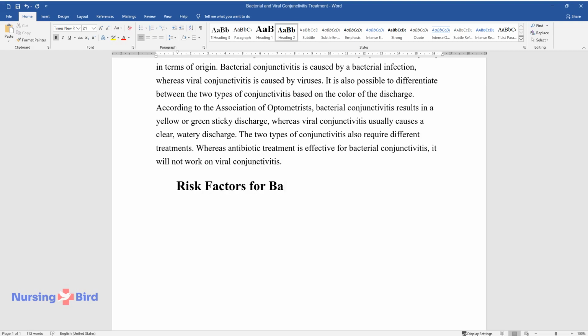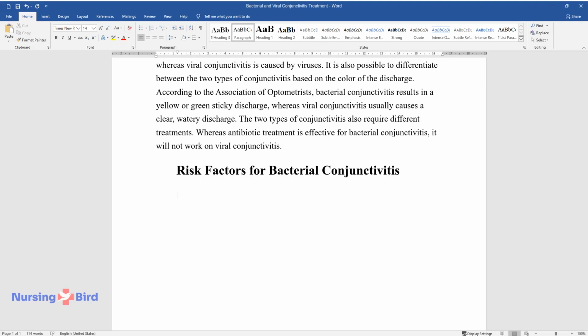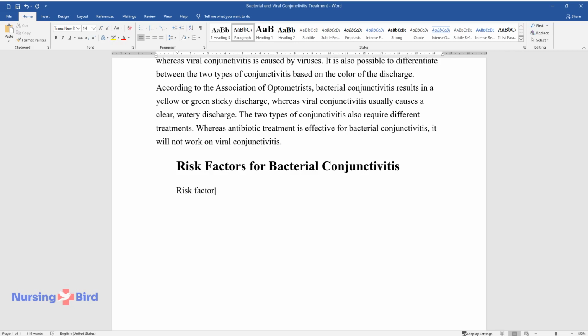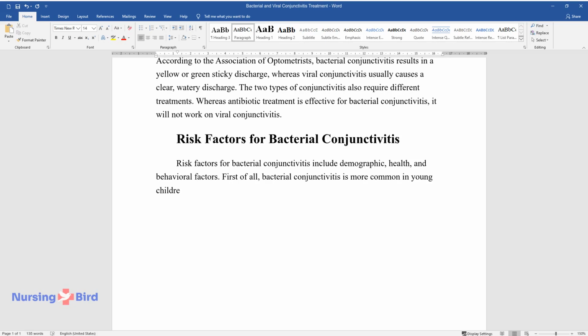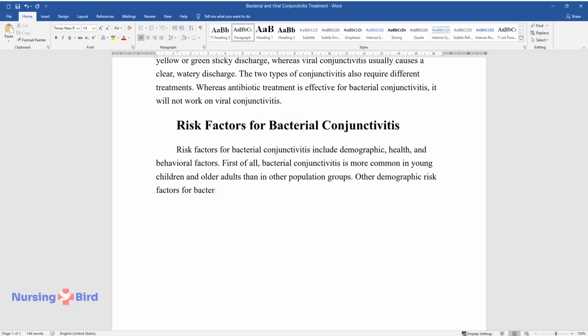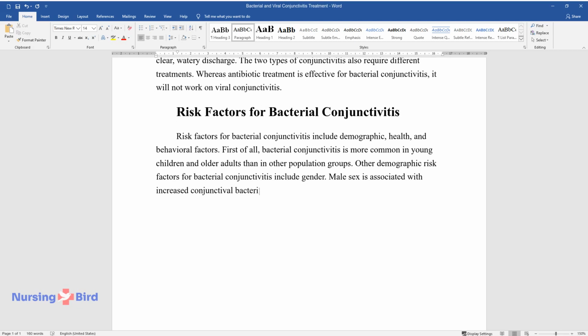Risk factors for bacterial conjunctivitis. Risk factors for bacterial conjunctivitis include demographic, health, and behavioral factors. First of all, bacterial conjunctivitis is more common in young children and older adults than in other population groups. Other demographic risk factors for bacterial conjunctivitis include gender. Male sex is associated with increased conjunctival bacteria, which could lead to conjunctivitis.